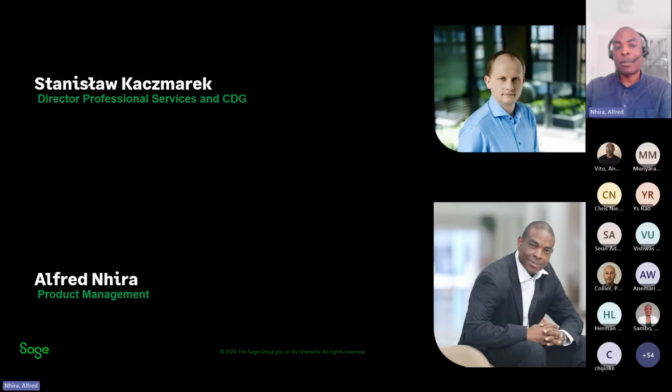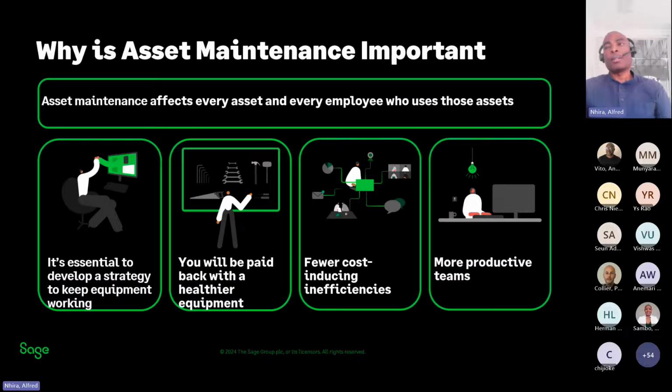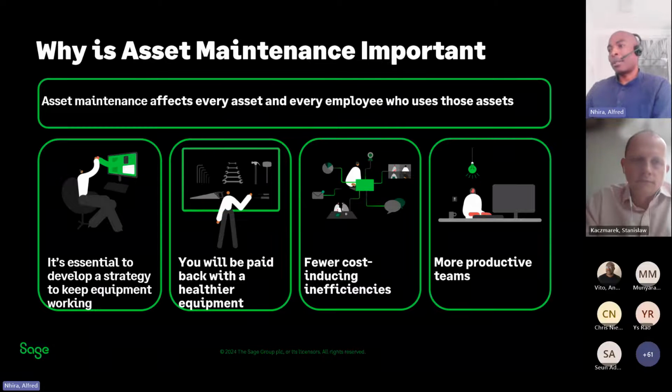Thank you very much, Stan. So without wasting much of your time, I'm going to go straight in. Why is asset maintenance important? It affects every asset as well as every employee who uses that asset. So it is essential that we develop a strategy to keep the equipment working. As a result, you will be paid off with healthier equipment, and as a result, lower costs and inefficiencies. And last but not least, you also have more productive teams.